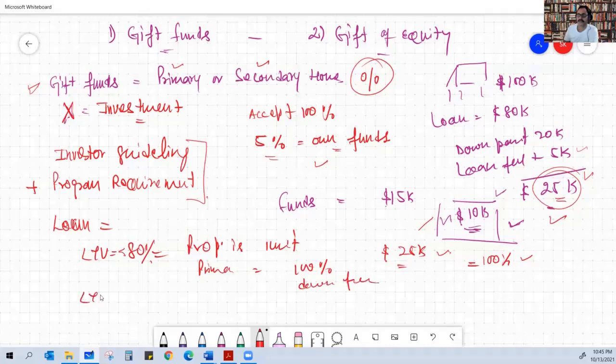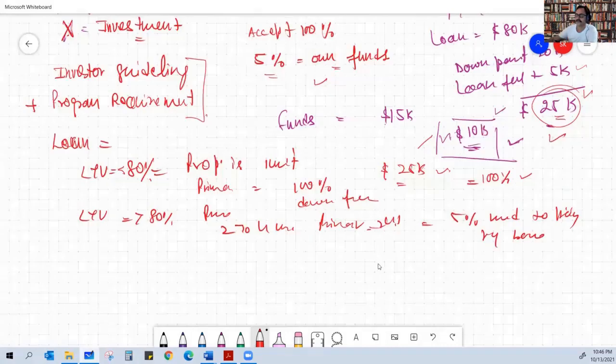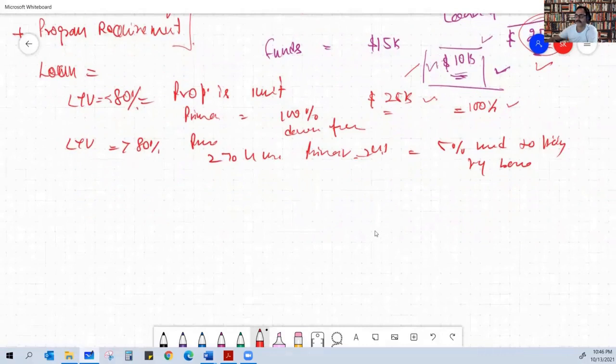But there could be a condition like LTV equal to or greater than 80%, and the property is 2 to 4 units, primary residence or secondary home, then 5% might need to be paid by the borrower from his own funds at the closing. That could be another requirement that always needs to be checked, right?